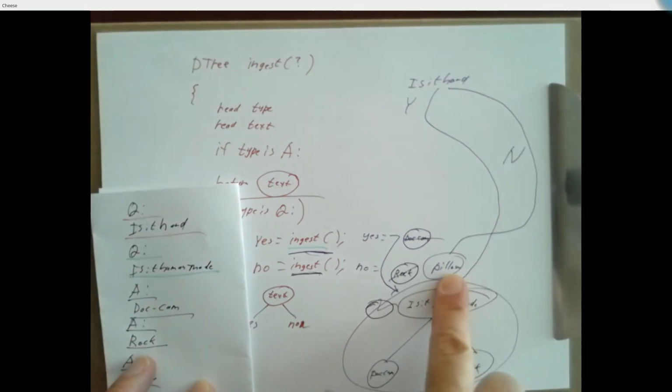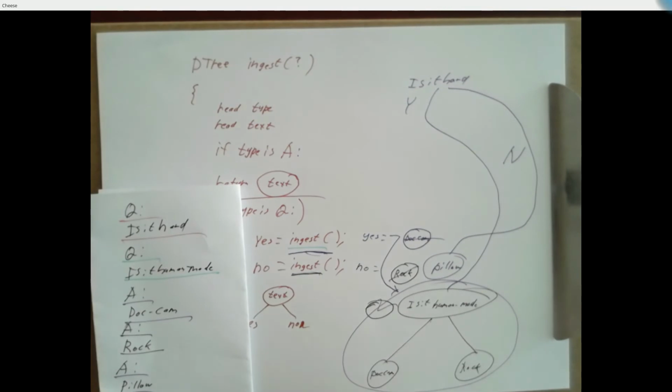So is it hard? No, it's a pillow. Yes. Is it human made? Yes, it's a document camera. No, it's a rock. So writing it is very straightforward. It's just a pre-order traversal.